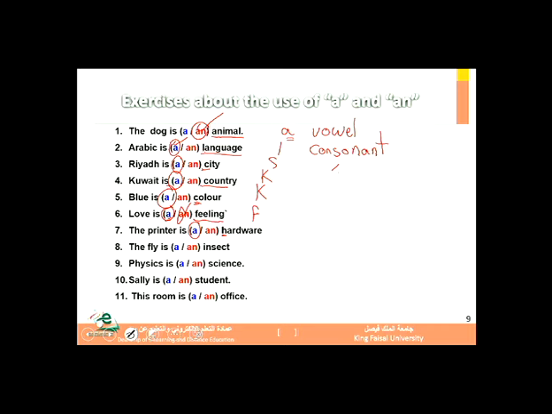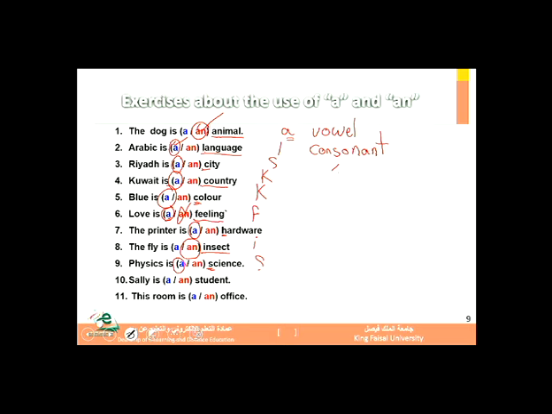The fly is an insect. Why have we chosen an rather than a here? Simply because the word insect starts with I, and I is one of the vowels, and when there is a vowel, choose an. Physics is a science. S, science, a science. Physics is a science. So clearly here we choose a because the word science starts with a consonant sound.